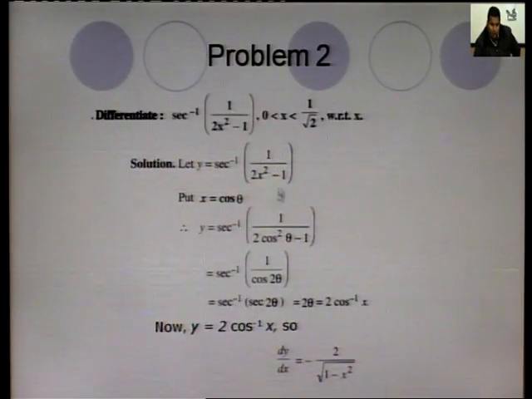Again, to solve this type of question, we have to put the value of x such that the term inside the bracket becomes similar to the previous term, so that the inverse function is cancelled out.